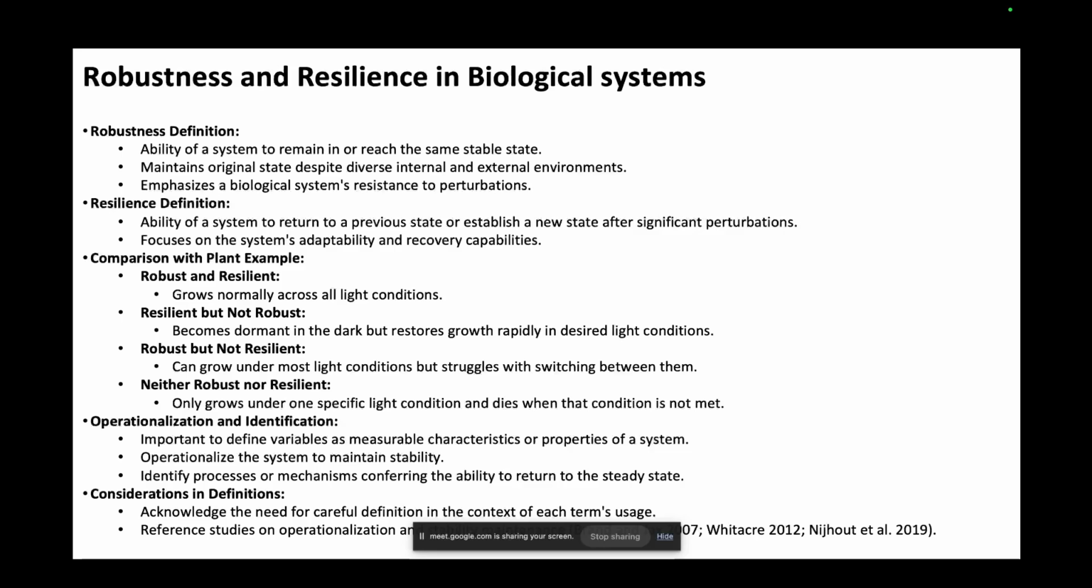And if you combine both of them, so it's robust and resilient, it will grow under all the conditions. And if it's neither robust nor resilient, it'll only grow under a particular light condition and it'll die if that condition is not met. So I think these examples will help you understand what robustness and resilience means.